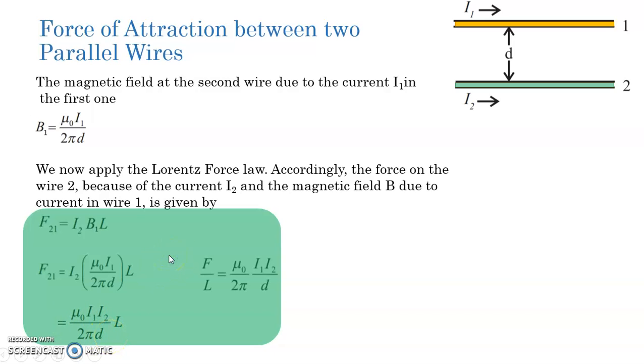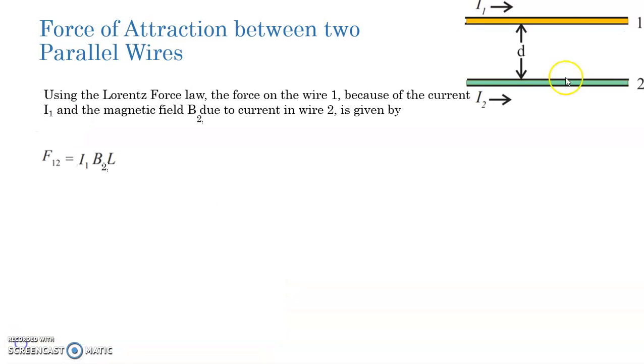And force per unit length on the second wire, which is placed in the magnetic field produced by the first wire, will be equal to F divided by L, which is equal to mu naught I1 I2 divided by 2 pi d. The direction of this force on wire 2 will be towards wire 1.